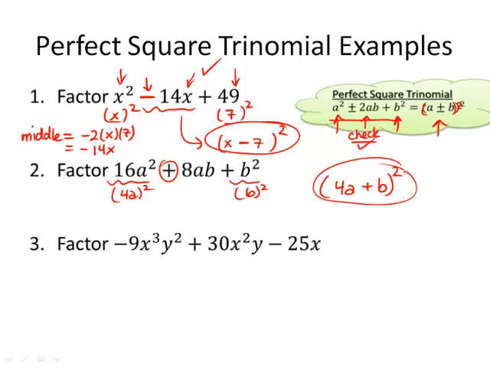If you multiplied all this out, you'd notice that the middle term would be double the first times the last. If you don't like this way, you can take this and expand it completely and check the middle term that way as well. But yes, this is 8ab, so therefore that is correct.